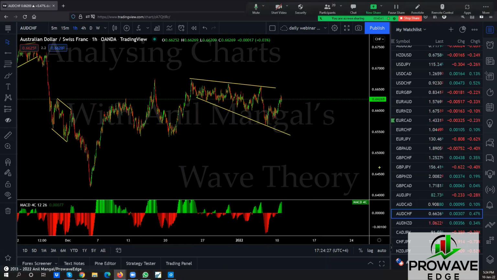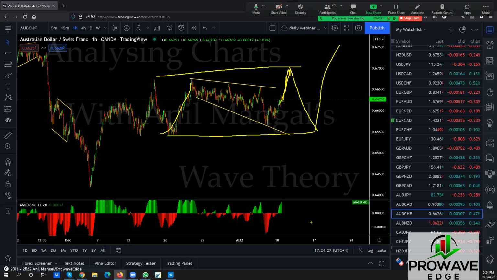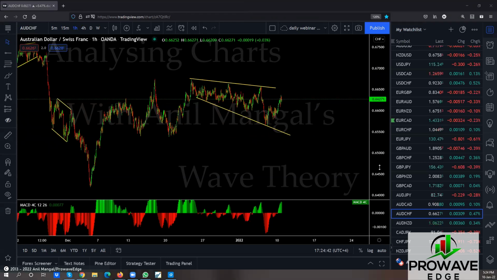I don't think we're totally going to take off, but I could see this coming back to this level, maybe something like this, and then coming back here, something like this, and then going back up. So there is a buy setup here. You guys can consider that. You will have to manage it very carefully.